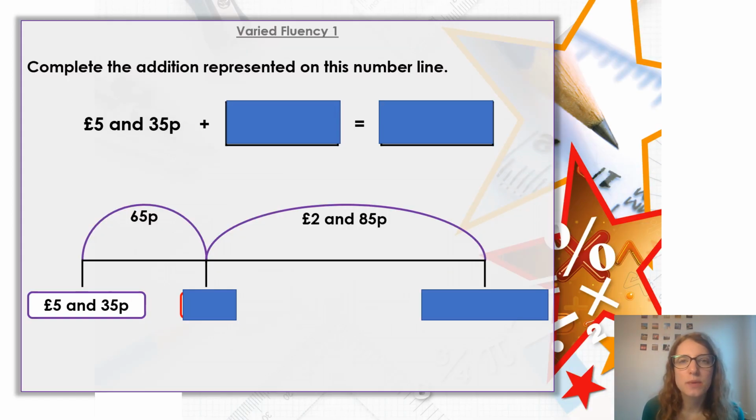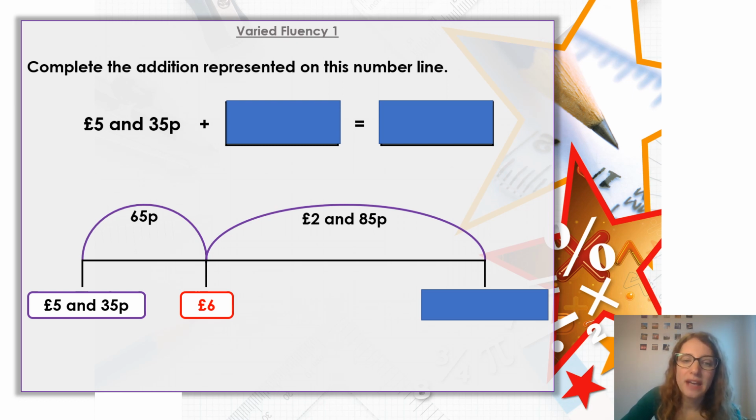Okay, so there's other ways we can look at addition problems. We could use a number line like on the screen. Okay, so before we were partitioning it into the pounds and the pence, but we can try different ways as well. So it says complete the addition representation on this number line. So we're starting with £5 and 35p, and I'm adding 65p. Okay, so I'm trying to round it up to the next pound. Okay, so that takes me to £6. Okay, so far I've added 65p.